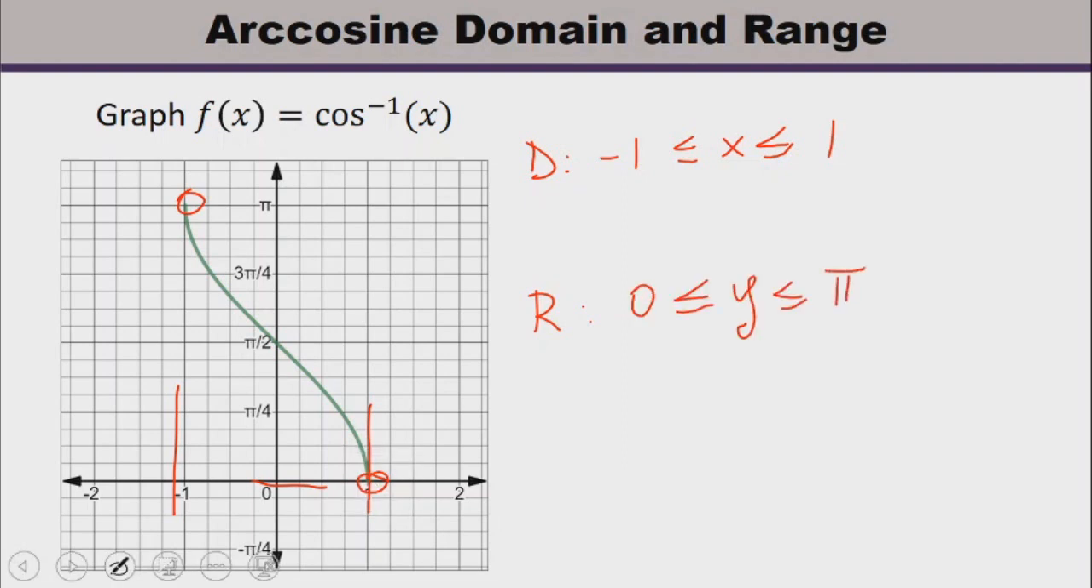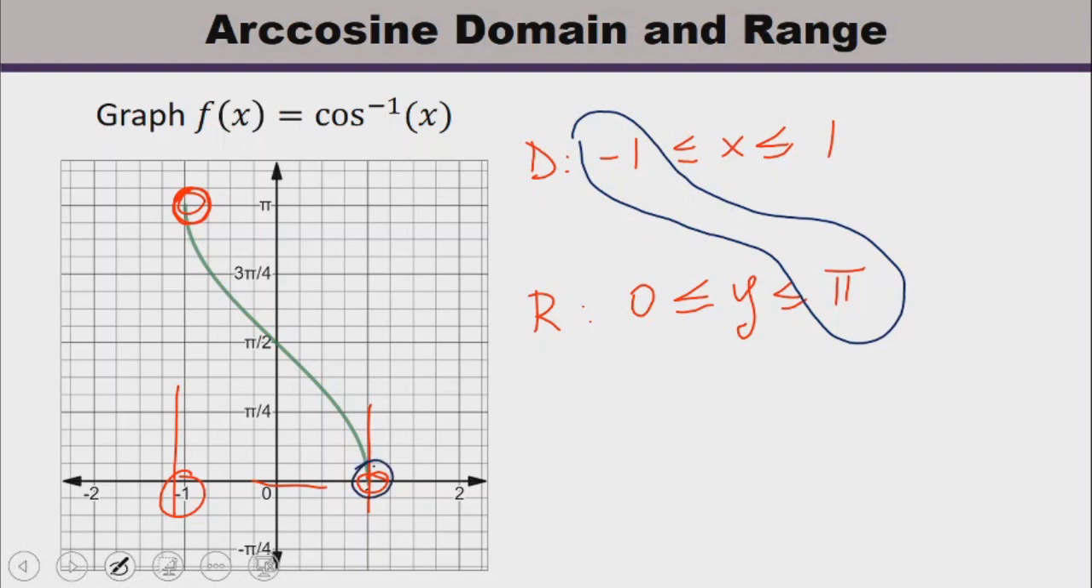So what I want you to notice in this arc cosine graph is that for this point, the minimum value of the domain pairs with the maximum value of the range. So you pair these two together, okay? And for this endpoint, we are pairing the maximum value of the domain, which is this one, to the minimum value of the range. So you pair these two together, okay? And the graph is something like this.